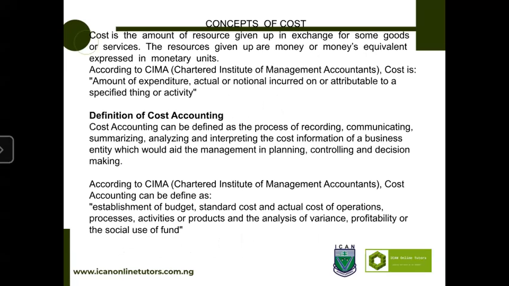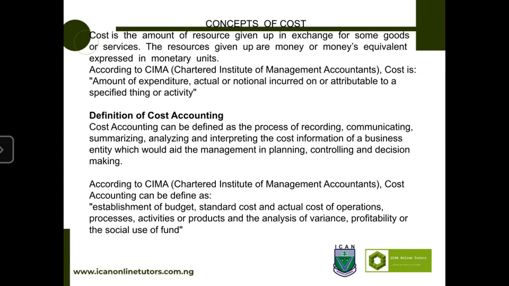Let's get started. When we say cost, what do we actually call cost? Each and every one of us has been hearing cost. Let me use layman language for you to understand better. If you want to buy something, let's say you want to buy bread, you will ask the bread seller, what is the cost of your bread? That cost that you are asking for is the price of an item that you are ready to exchange your money for.